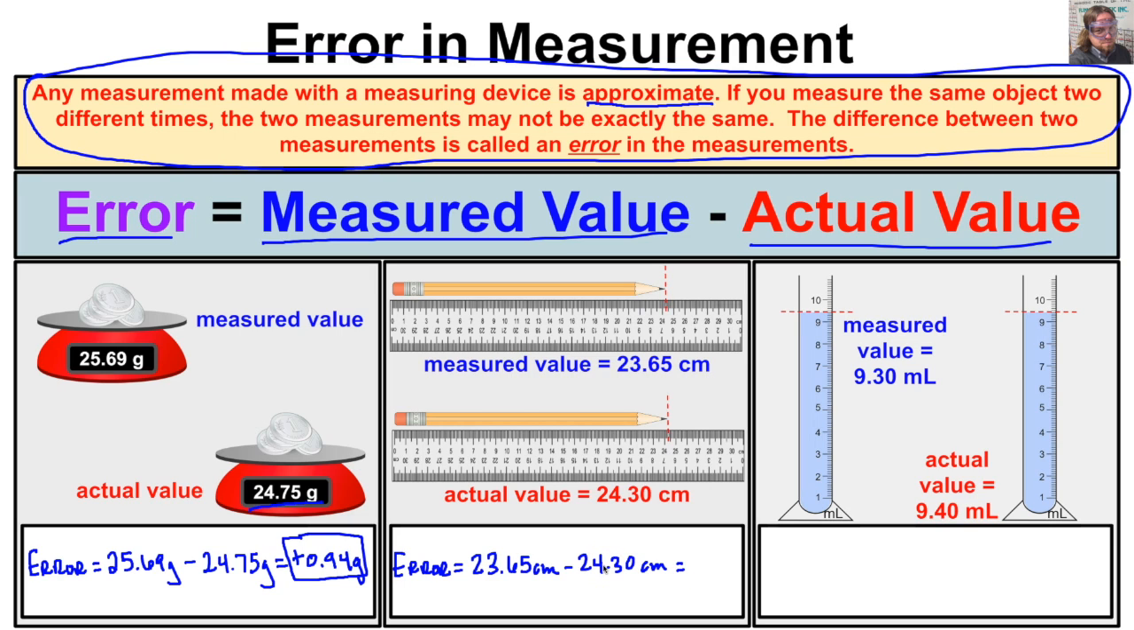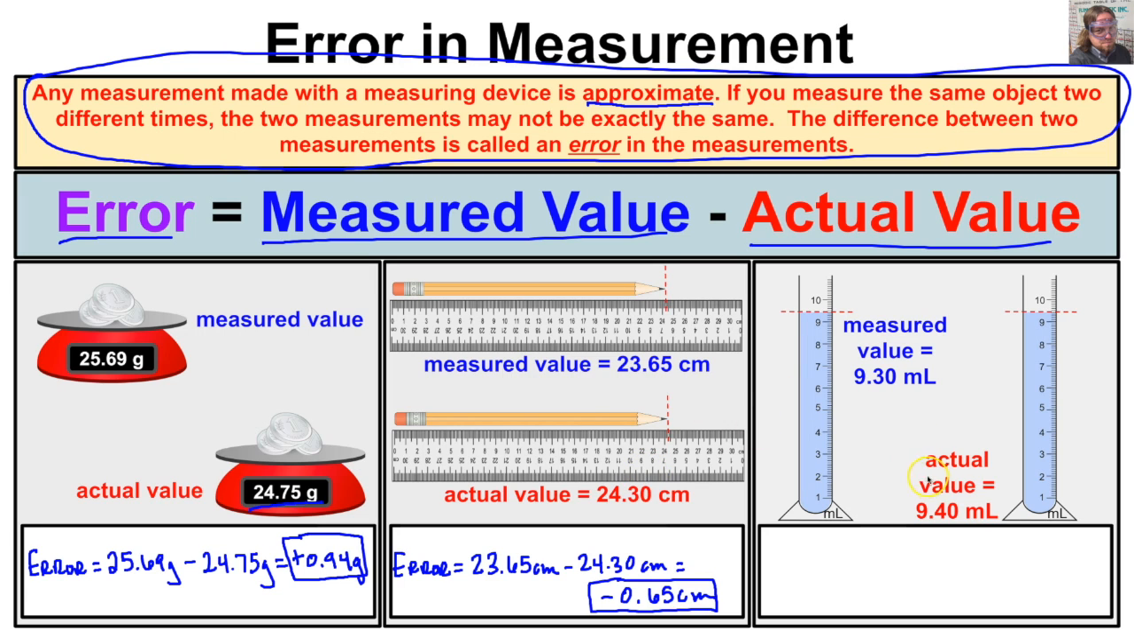centimeters. And when we put this in our calculator, we're going to end up with negative 0.65 centimeters. So it looks like our answer here, or our measured value, is approximately 0.65 centimeters less than what it should have been.